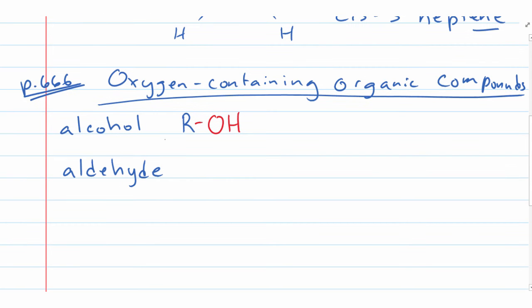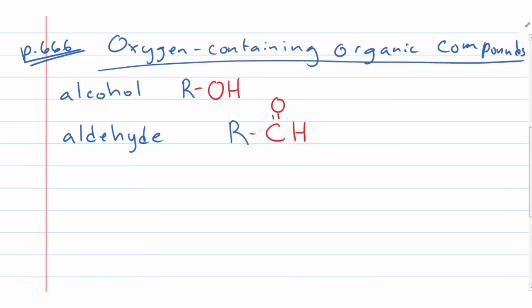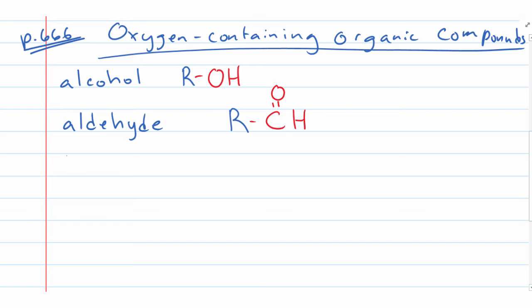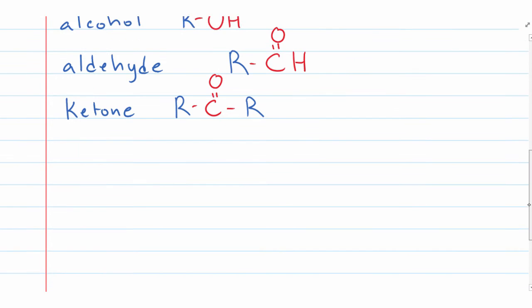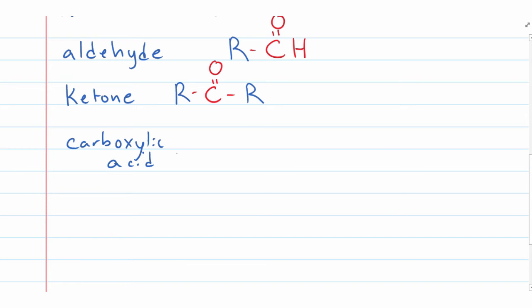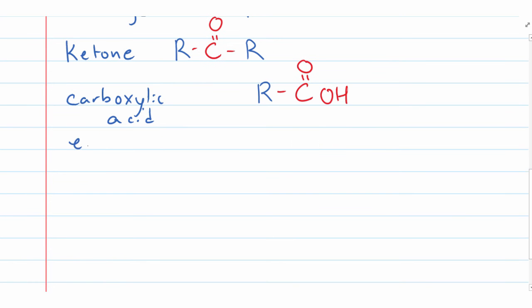Aldehydes have a general formula of R, then a C double bond O, H. Then we have ketones. Ketones have a general formula of R, C double bond O, R. Then we have carboxylic acids. A carboxylic acid has a general formula of R, C double bond O, OH. Then we have ethers.